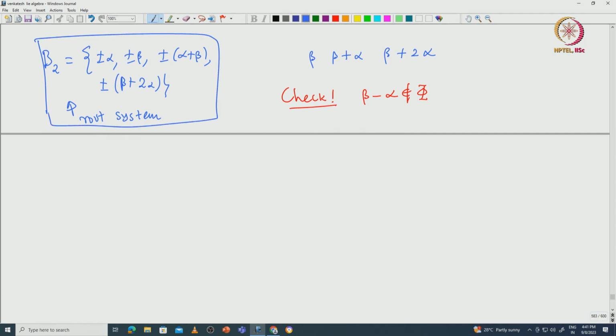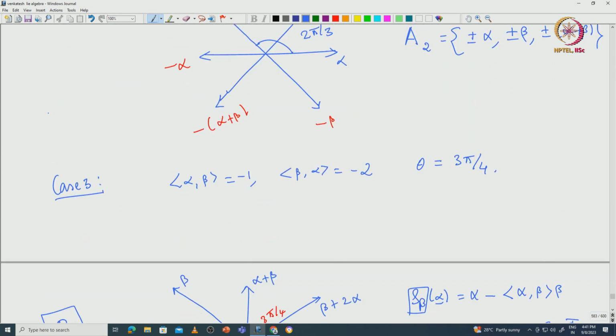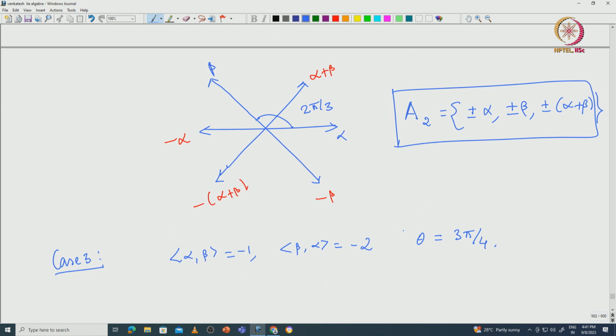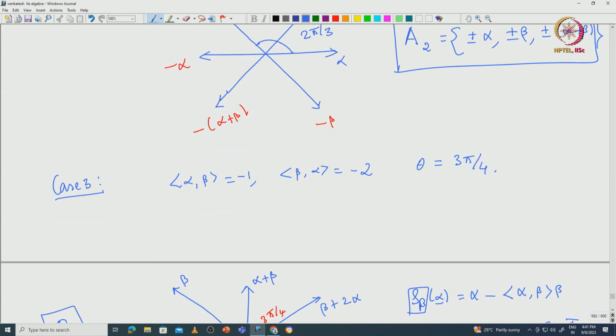Similar arguments you can give for A2 as well. I will leave it to you to check that, because that is something very important. You can convince yourself using the geometry.